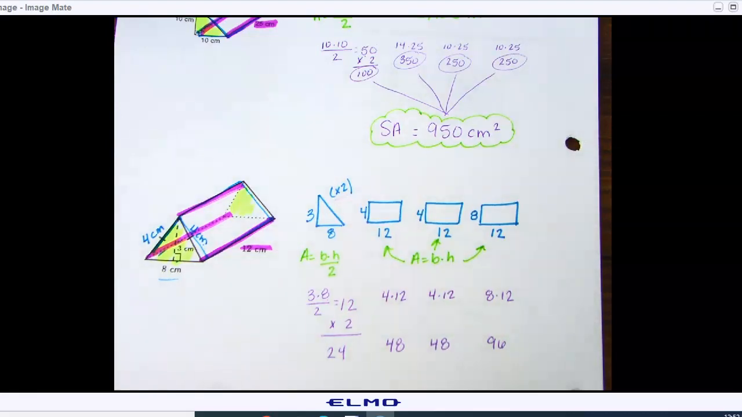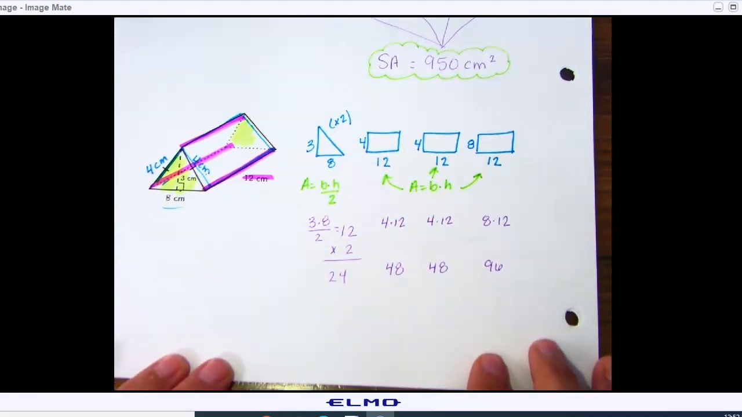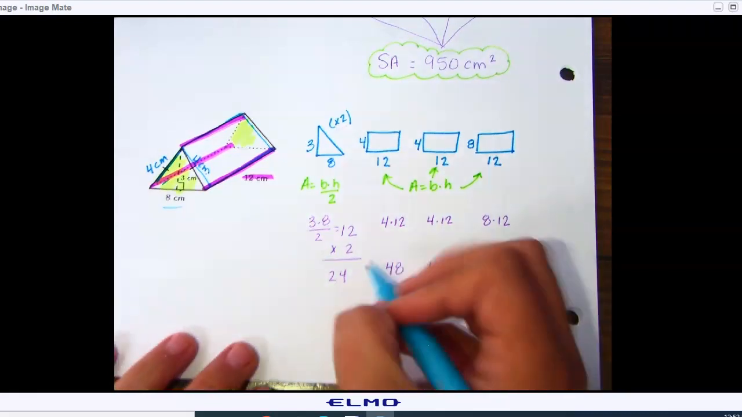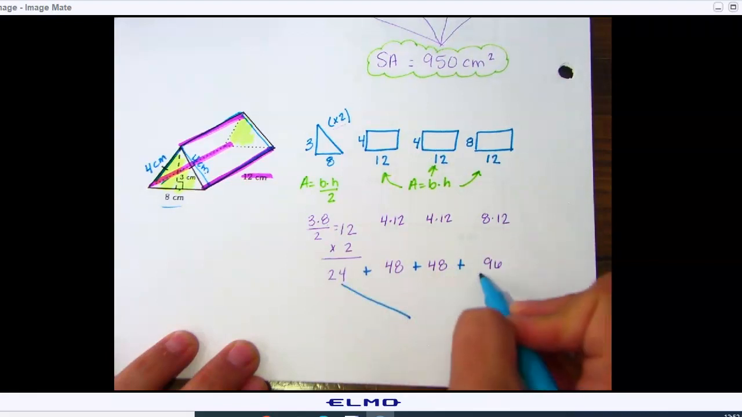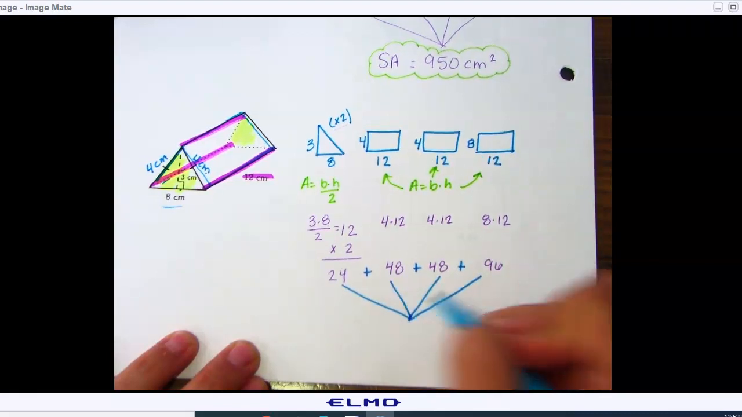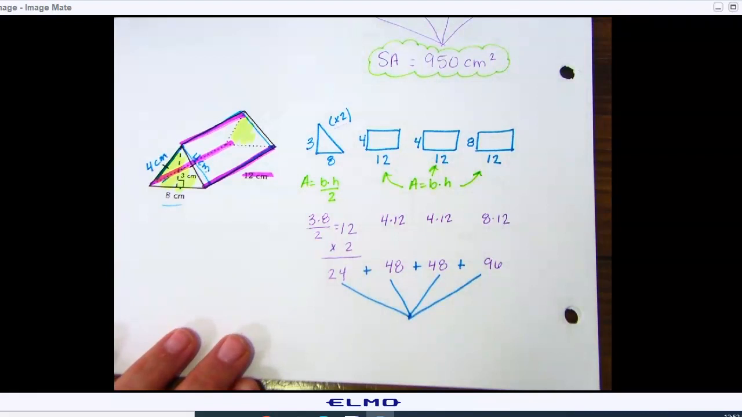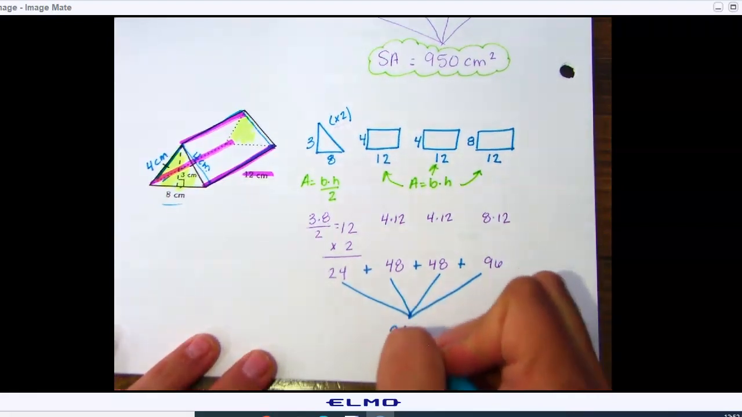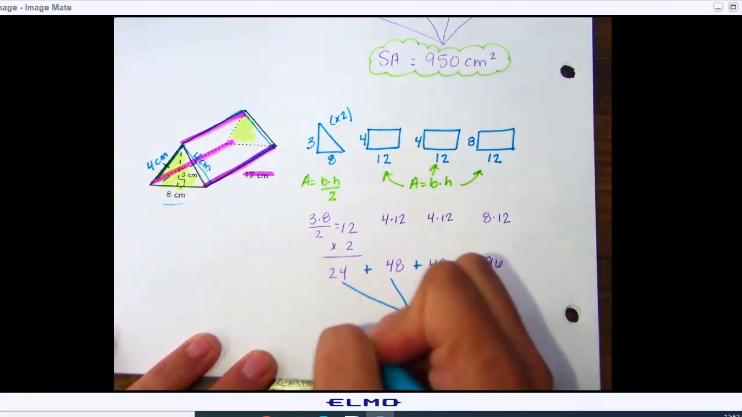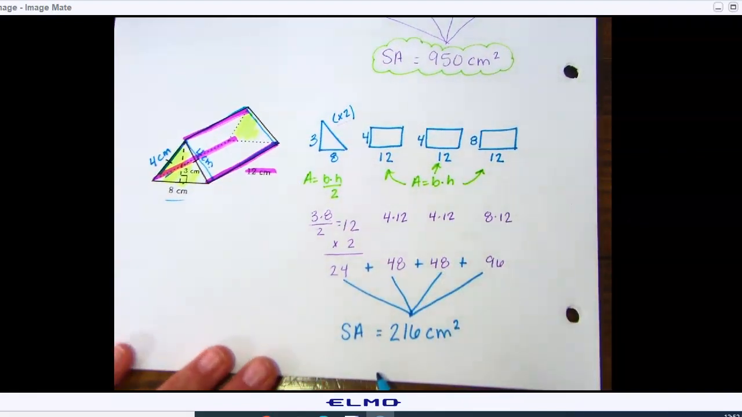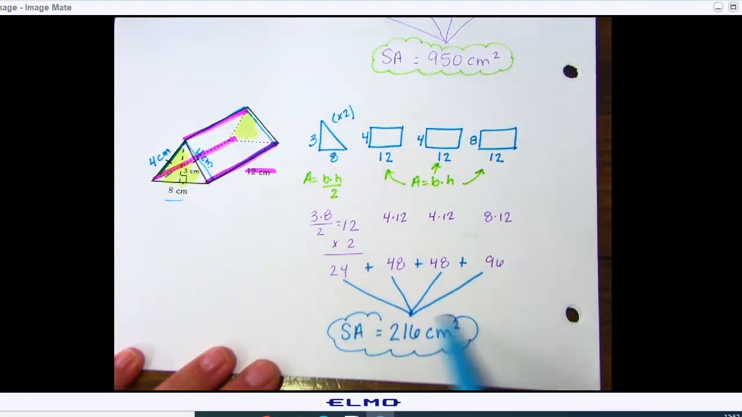Okay. And like we did with our others, the last step is to add the area of each shape. So 24 plus 48 plus 48 plus 96 equals 216 centimeters squared. And again, we put SA. So the surface area of this triangular prism is 216 centimeters squared.